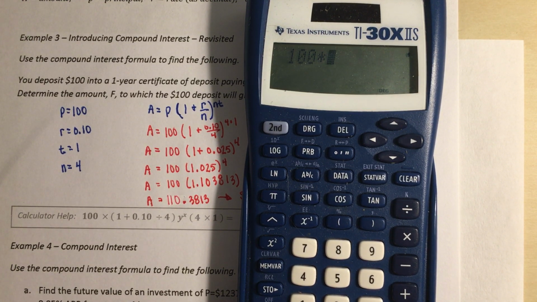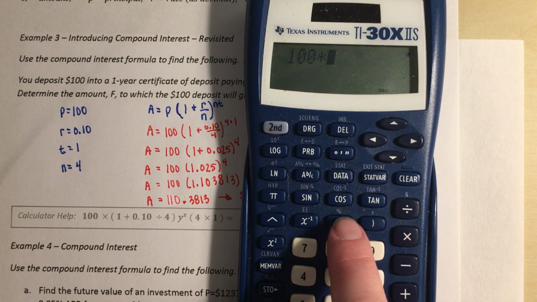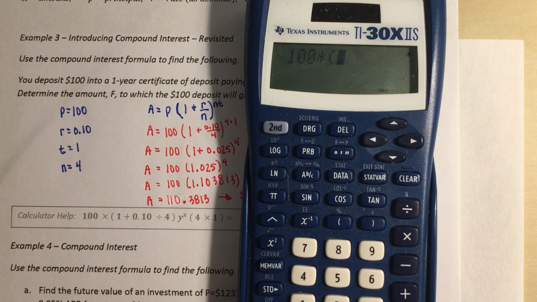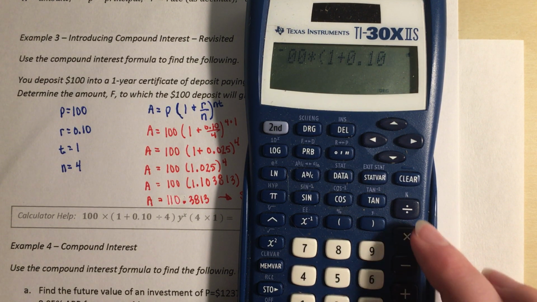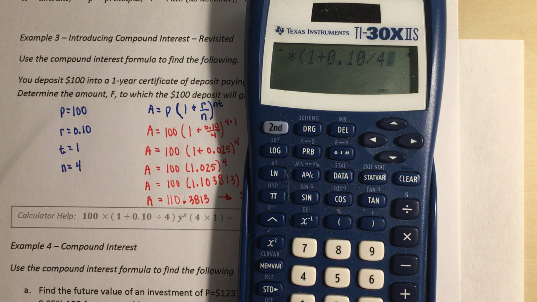Then I'm going to start with parentheses, and we do have parentheses buttons right here in the middle. So we're going to use our parentheses buttons, and I'm going to write 1 plus 0.10 divided by 4. We don't need to put in any extra parentheses. We're just going to type in that 1 plus 0.10 divided by 4. But then we do want to make sure that we close off our parentheses after we put that 4 in there. So make sure you close off those parentheses after you put in that number that you're dividing by.